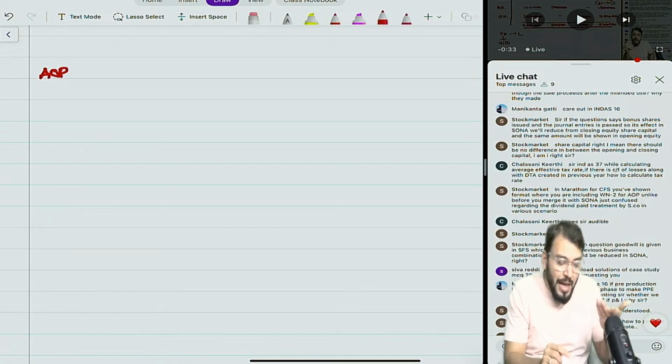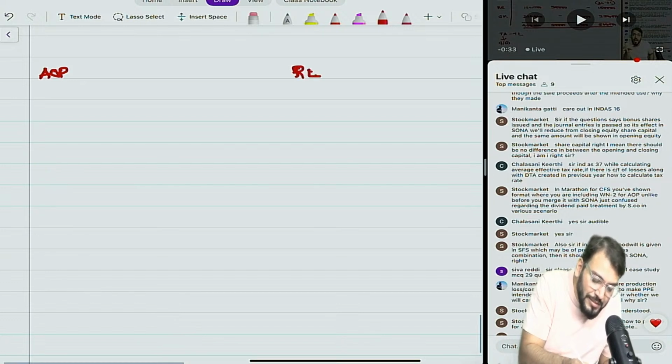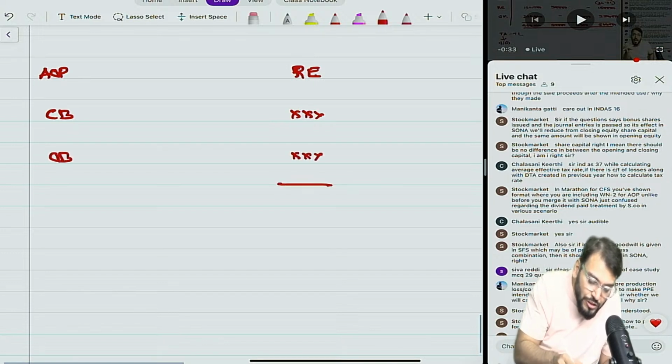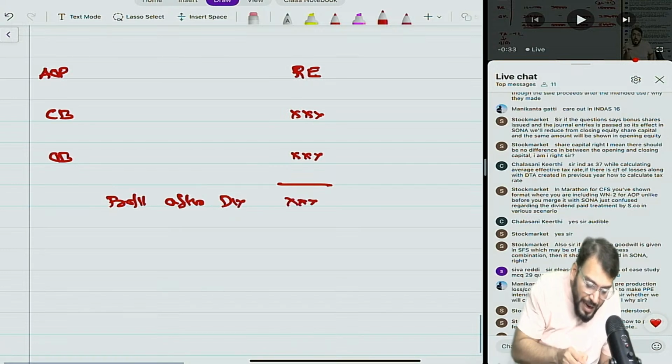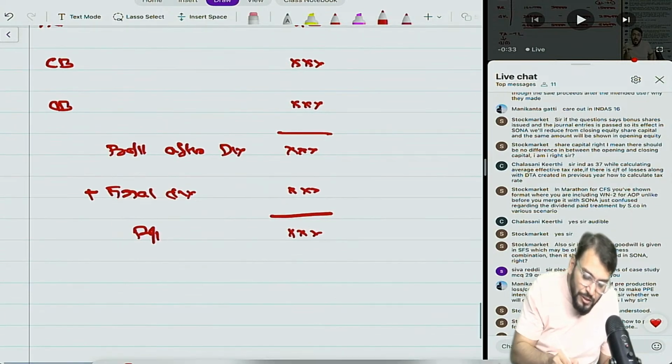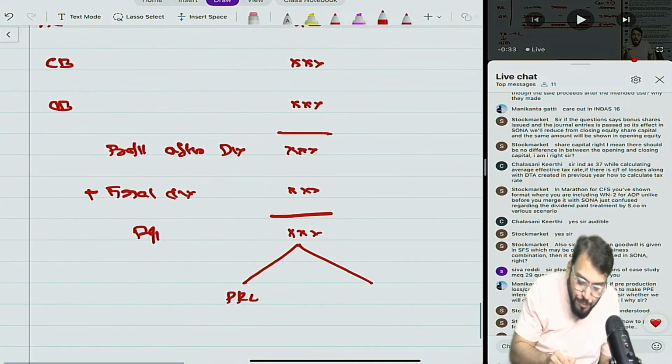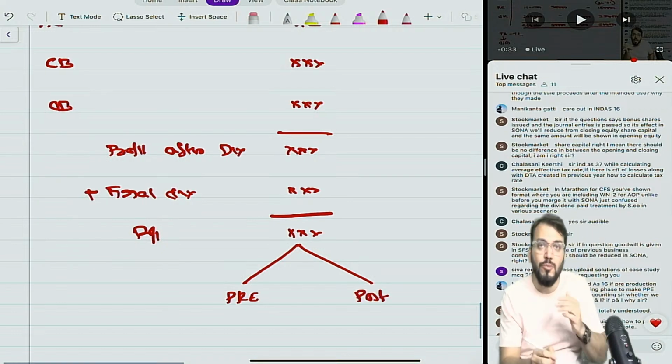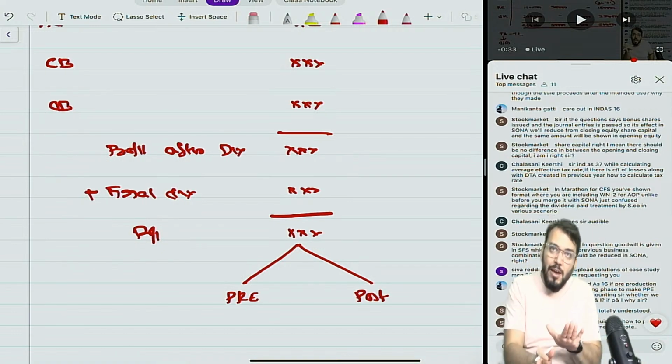In AOP, suppose there is a retained earning. I will write the closing balance, and then we write the opening balance. So this will be profit after dividend. In this we add any final dividend paid. So final dividend paid will be added, and this will become profit for the year. This will be allocated to pre and post acquisition period. This much you understood? I hope you have understood.